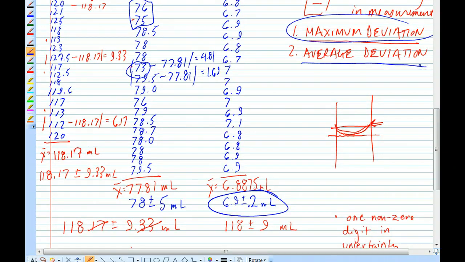Average deviation is just the average of all the deviations, okay? So the average deviation is the average of all the deviations. So instead of just picking the largest difference between the data points and the mean, I would actually have to go down through, and I'm not going to take the time to do this now, and calculate every single deviation and then find the average. What might be the advantage to doing that?